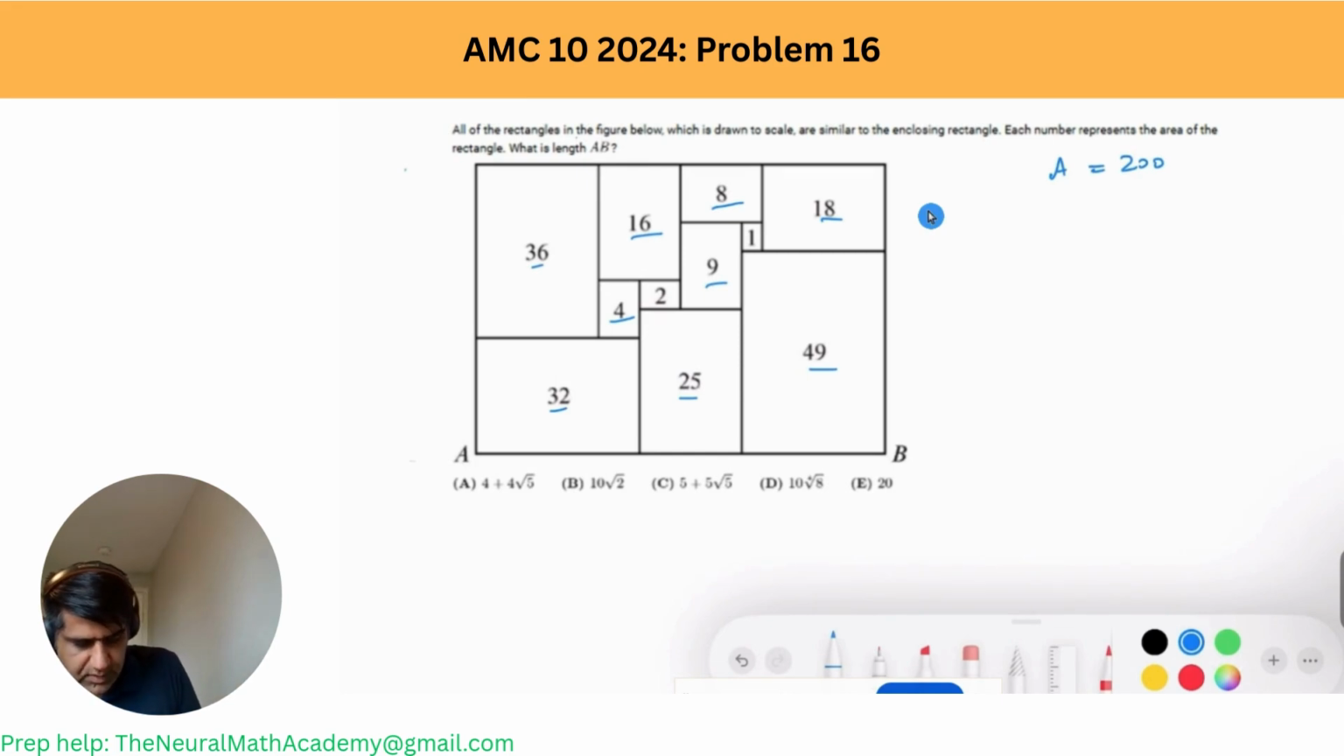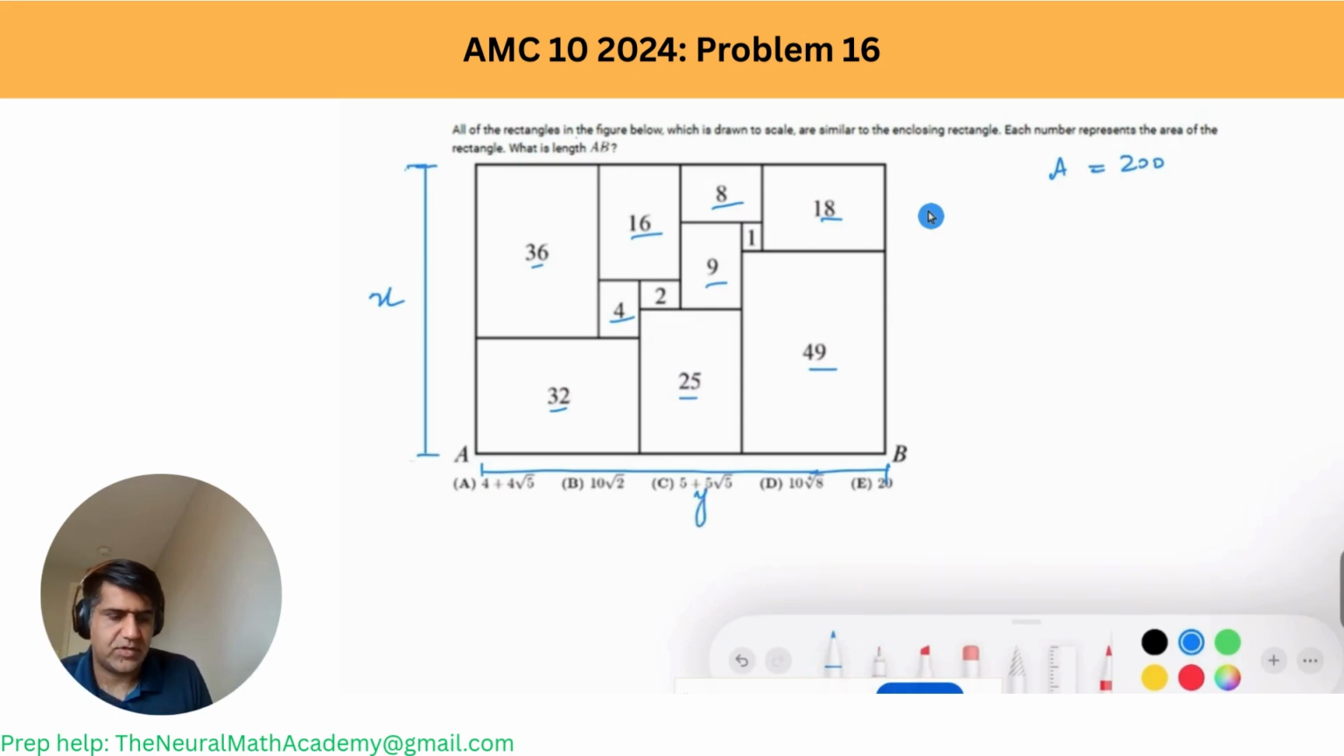And now let's label this rectangle. We're taking height as x, which represents the smaller dimension, and we are representing y as the width, which is representing the larger dimension of the larger rectangle. And now we will try to express the length of the smaller rectangle in terms of x and y.